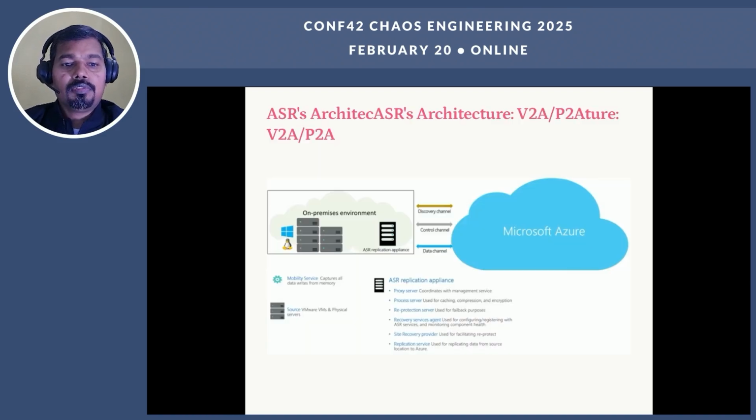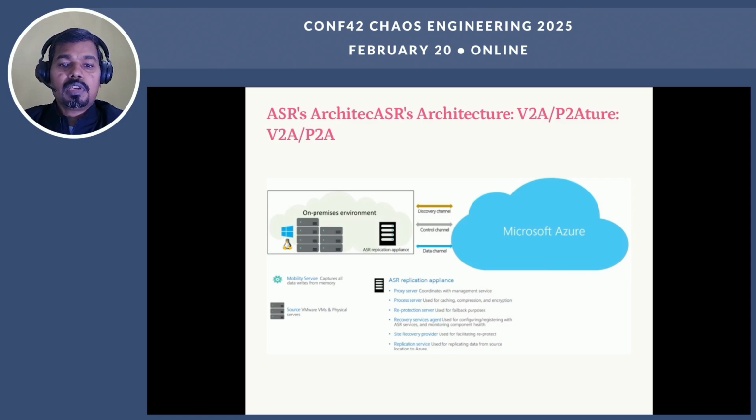We have already covered Azure to Azure and Hyper-V to Azure. Now we are going to cover VMware to Azure or physical to Azure. We have two versions of VMware to Azure or physical to Azure. One is classic and one is modernized. Classic is going to be deprecated soon, so I will not be talking about that. So now we are going to talk about the modernized approach to VMware or physical to Azure Site Recovery.